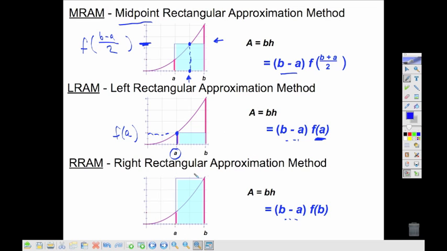With the right rectangular approximation, when we draw our rectangles, we'll be looking at the right side, in this case b, and so finding the area of this, we'll be looking at the value here on the right side for my y, and that would give me f of b.